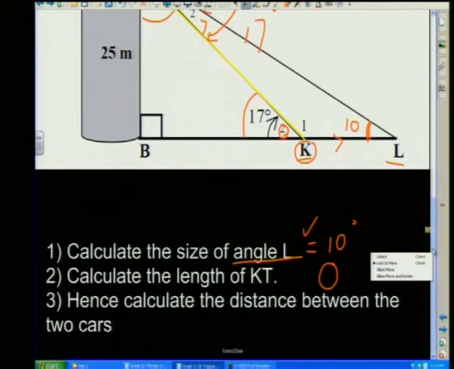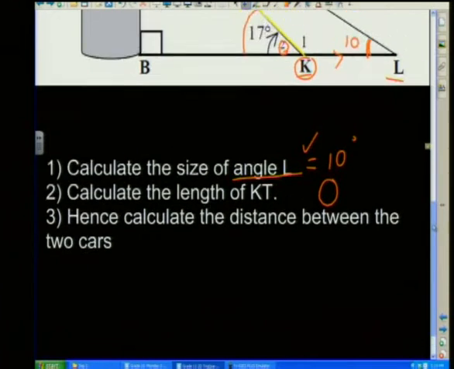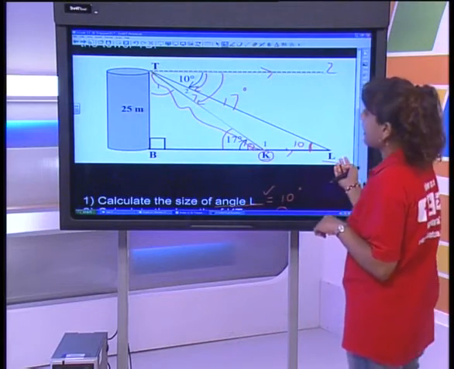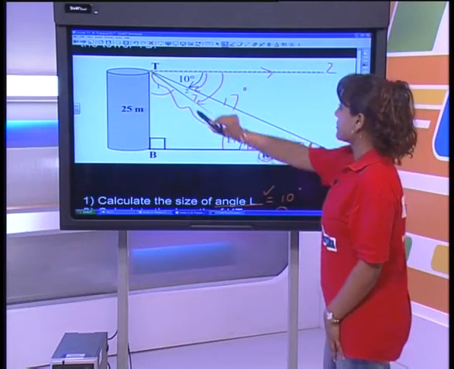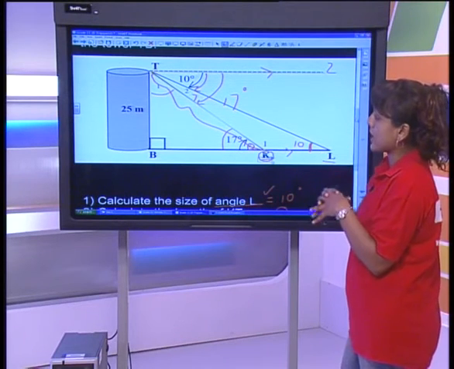All right, the next one says calculate the length of KT. So let's have a look at the diagram. KT, that's the side here. Now let's see what we've got in that triangle. Remember, as I said, we did this in detail last week, if we have a look at the diagram, we've actually got 3 triangles to think about here. We've got the big triangle TBL, then we've got triangle TBK, and then we've got triangle TKL. So there's 3 different triangles that we can possibly look at, all right?